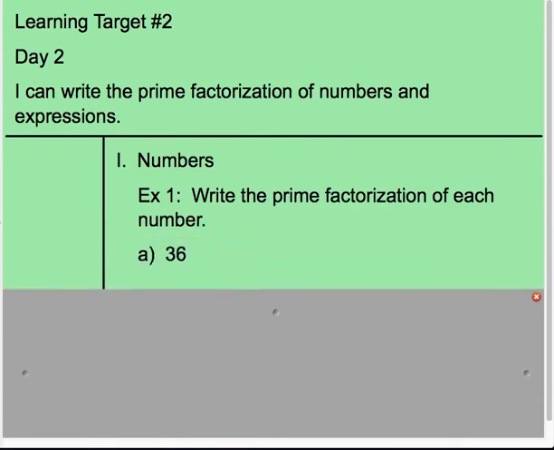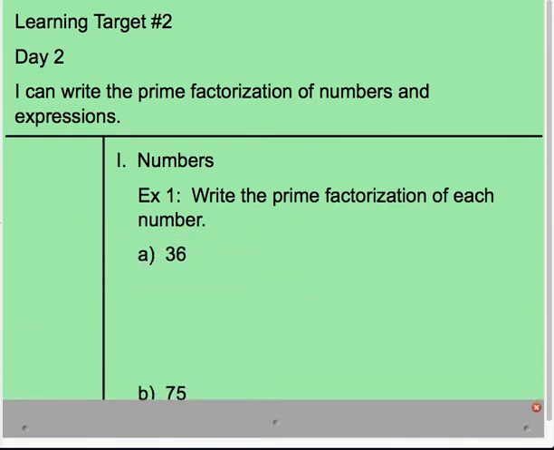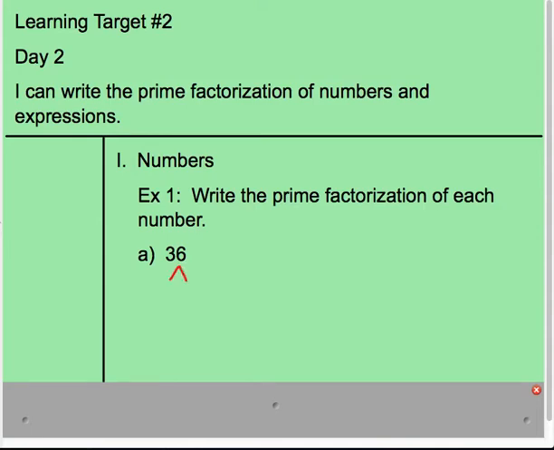So our first section is just focusing on numbers. Our first number is 36. So I'm going to start with my factor tree. There are several different numbers that multiply to 36. The first ones that jump out at me are 6 times 6, and 6 is 2 times 3. So this would be 2 times 2 times 3 times 3, or as I prefer using exponents, 2 squared times 3 squared.